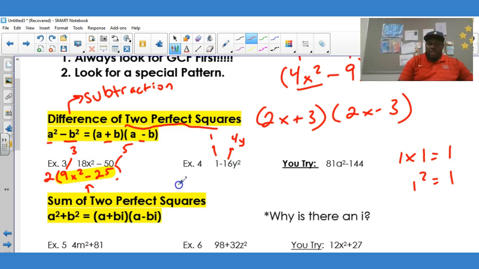So when you factor this, it's the difference. You see the difference? So you have 1 plus 4y. Oops, thinking ahead of myself. 1 plus 4y, and you have 1 minus 4y. This right here, guys, is the difference of these two squares. So there's a you try right here. You try that, okay? Give that a try.